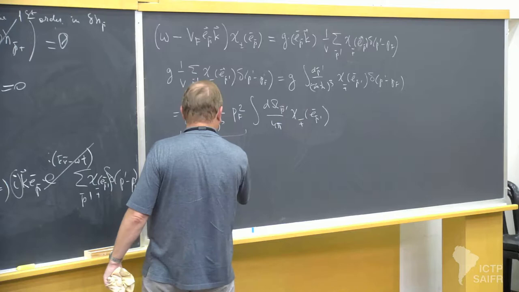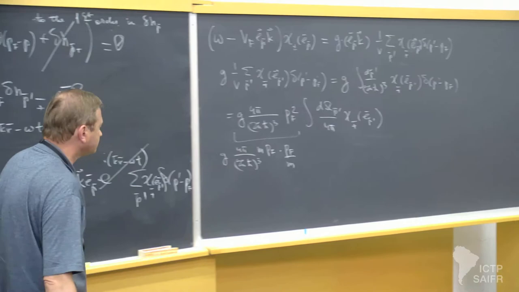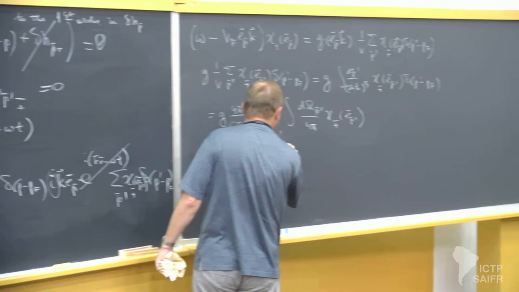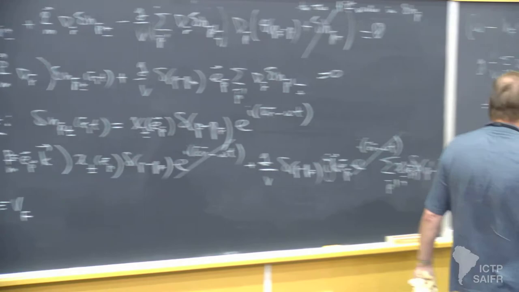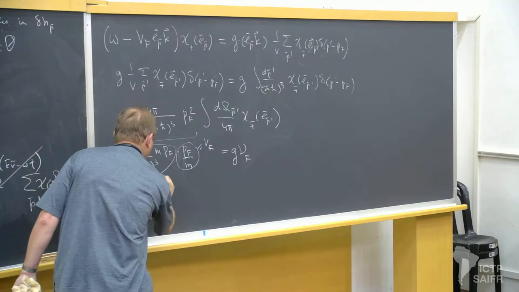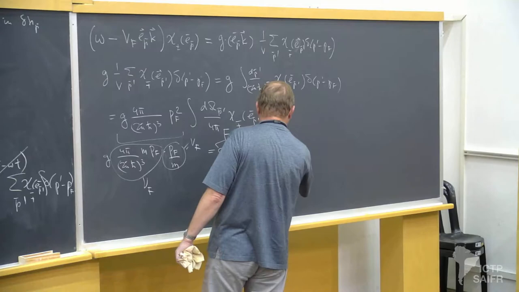p_F times m p_F, and then p_F over m. I write it like this. Divided, multiplied. This gives me the Fermi velocity. And this gives me the density of states. You can just look, this is the density of states at the Fermi surface. So what I get here is G times the density of states at the Fermi surface times the Fermi velocity. And this, remember, is our big F. So I will have big F times the Fermi velocity.